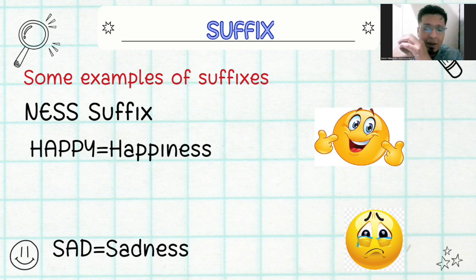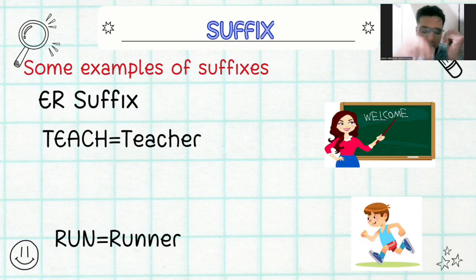Happiness is a noun. Another example, we have the word sad. Sad is tristeza in Spanish, but if we add the suffix "ness," we have the word sadness. Sadness is a noun.